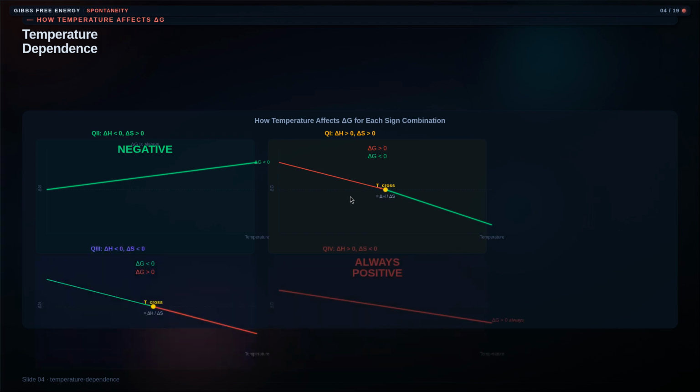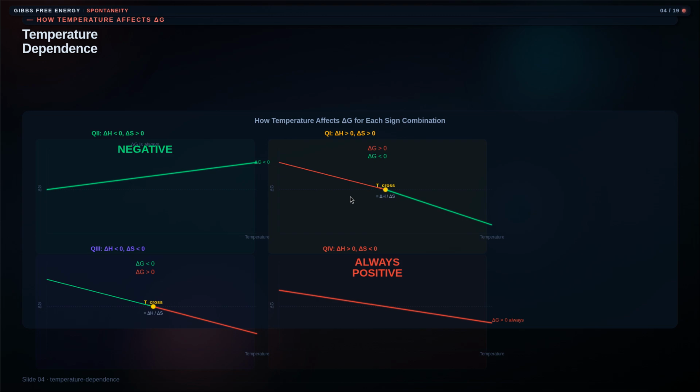Temperature plays a decisive role in determining spontaneity when delta H and delta S have the same sign. The crossover temperature T cross equals delta H divided by delta S marks the boundary where delta G changes sign. Below T cross for an exothermic, entropy-decreasing reaction, delta G is negative. Above T cross it becomes positive. For endothermic, entropy-increasing reactions, the opposite holds.